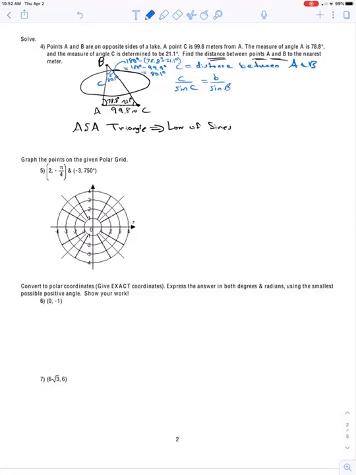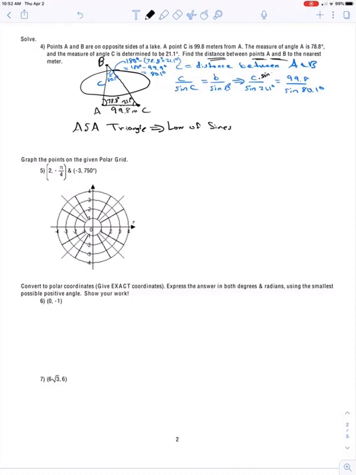So back to our law. That implies c over the sine of angle C. So c over the sine of 21.1 degrees, angle C was given to us, equals side b, which was given to us, 99.8 meters in length, divided by the sine of angle B, which we just found, 80.1 degrees. So we set up our proportion, which has one unknown. To find c, all we've got to do is solve for it. Let's do our algebra together.